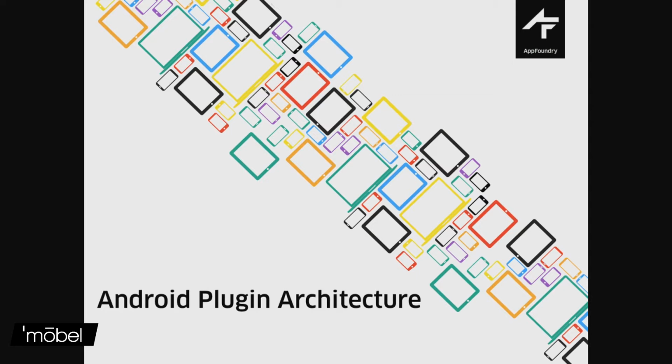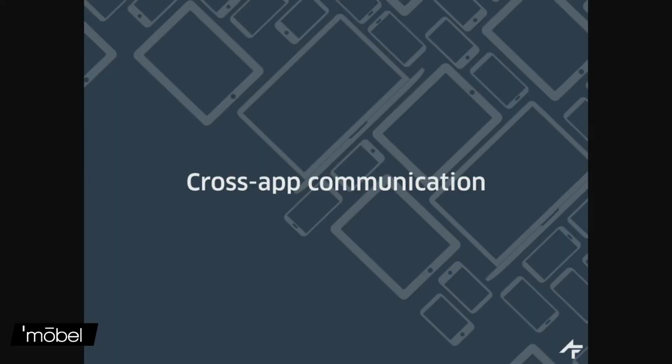Today I'm gonna talk about Android plugin architecture, how you can set up two apps to communicate with each other and extend functionality. So there are some ways to do cross-app communication in Android. Very simple, an intent and a broadcast receiver. So you send a broadcast with a payload, another app can catch that with a broadcast receiver, do some work, send it back. Very simple.